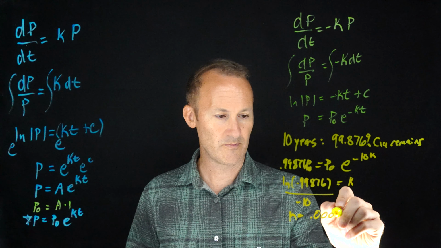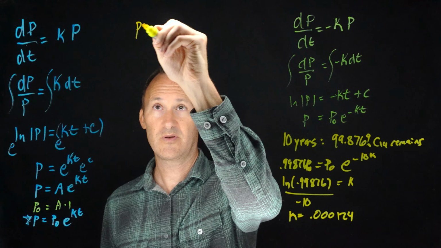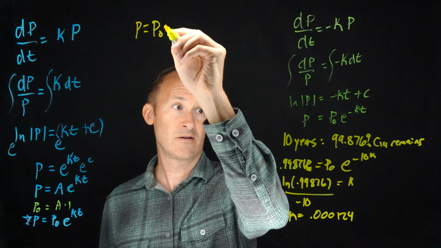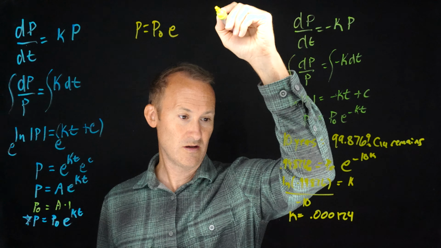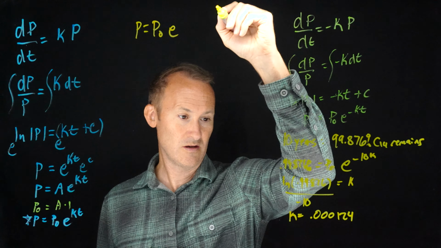So we have taken something that's known: in 10 years, 99.876 percent of C14 remains. This is like for trees. I'm not a chemistry person, so you have to bear with me on some of the finer details. But we now have an equation with the k in. We now have the equation P equals P naught times e to the negative 0.000124 t.